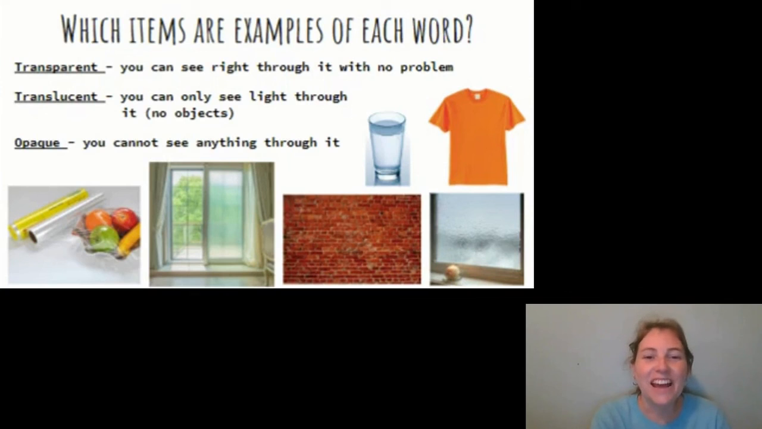All right, and that leaves opaque. A shirt like that is usually pretty opaque. Possibly a little translucent if you put a shirt right up to a flashlight, but it's mostly opaque. And then, of course, a brick wall, definitely opaque. All right, got it?